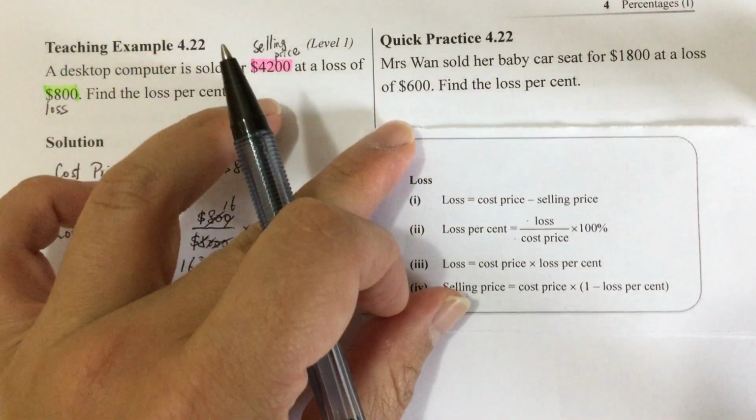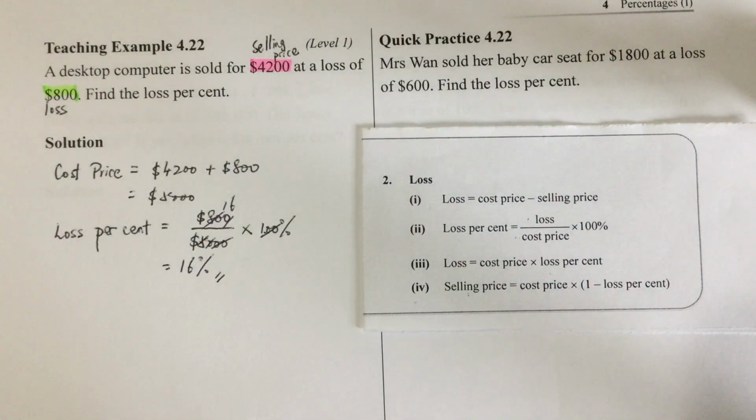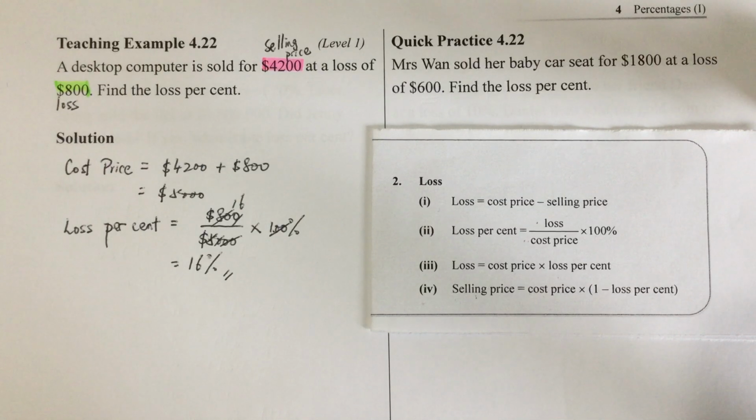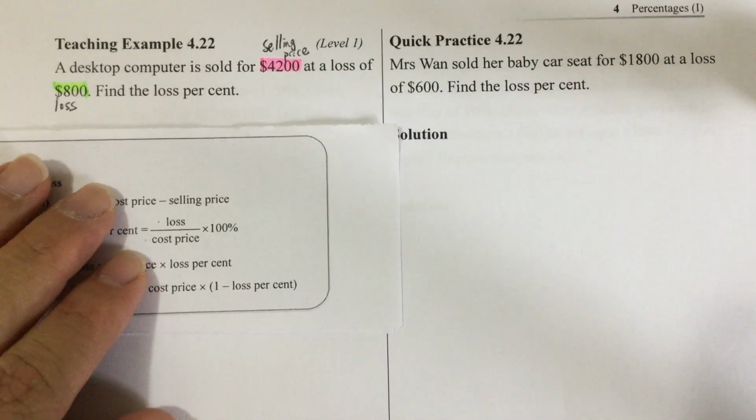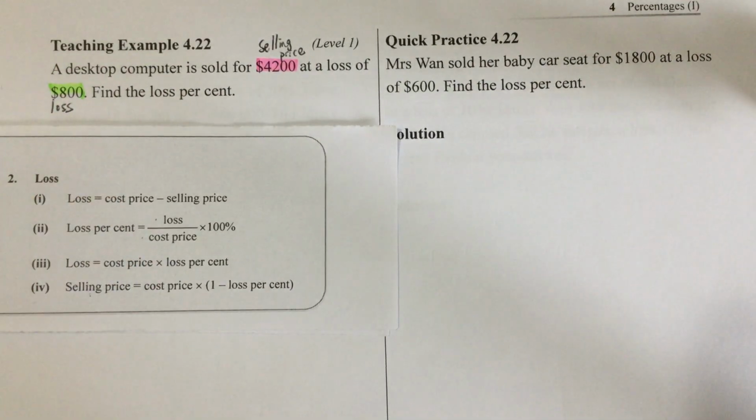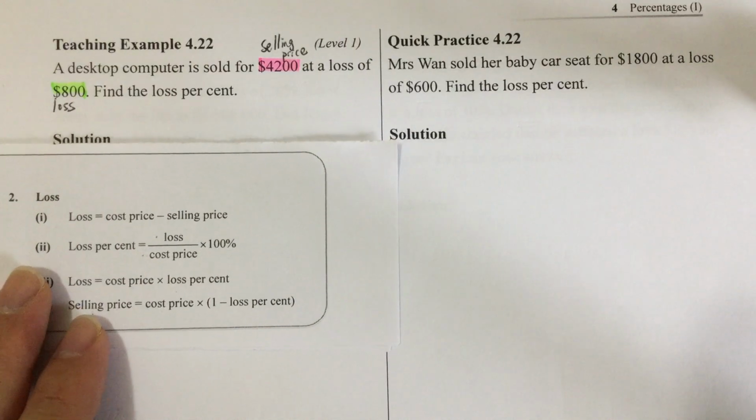Okay, now I'll give you 10 seconds, and if you have no problem, please do quick practice 4.22 for yourself. Okay, now I will do the quick practice 4.22 for you. So I'll give you 15 seconds to read the questions and try to find out the answer for it.